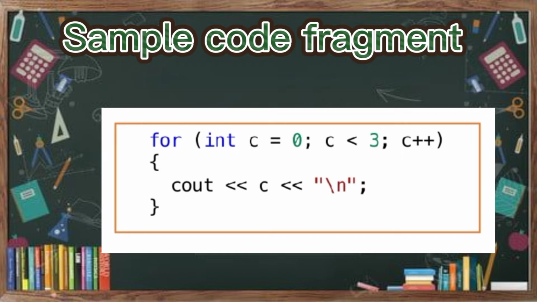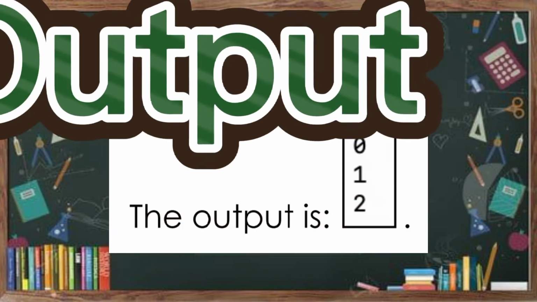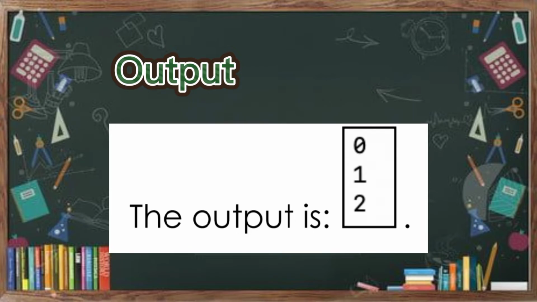Since 2 is still less than 3, it goes to the statement within the for loop, which prints 2. It then increments again the value of c, where c becomes 3. The condition is re-evaluated, and since 3 is not less than 3, the for loop is terminated, and then the output is 0, 1, 2.